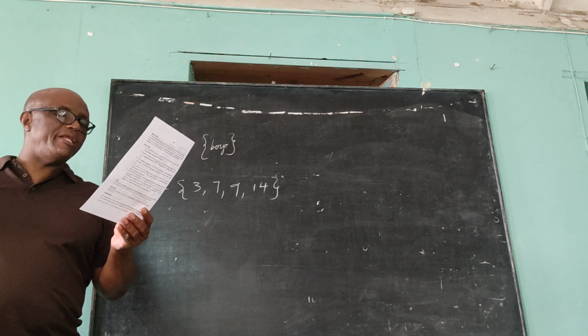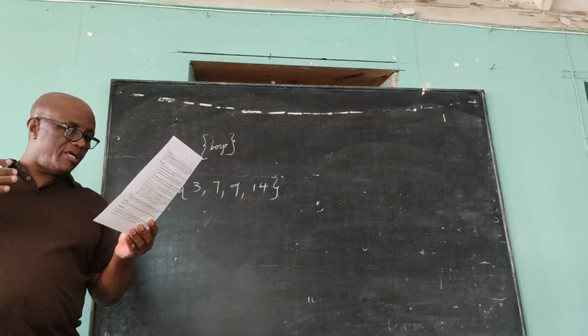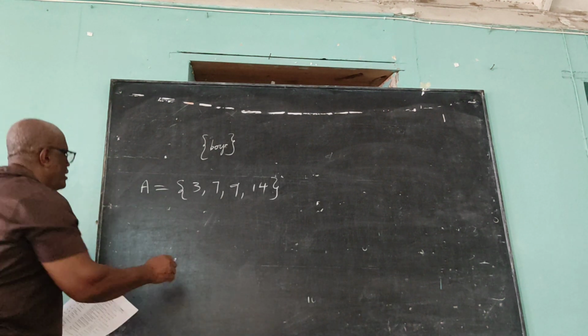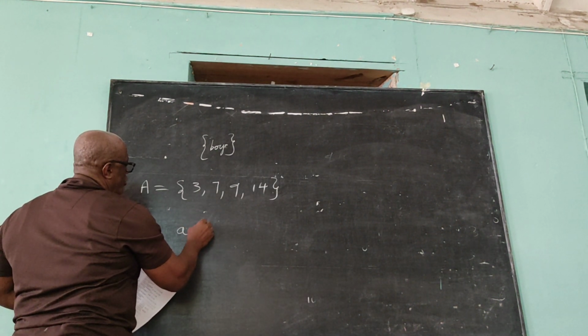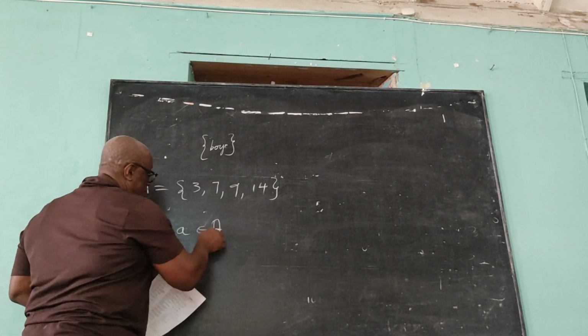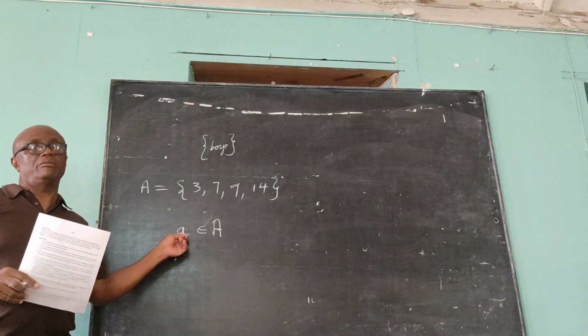The next one is an element of, or is a member of. So small a is a member of set A. Small a belongs to set A. So the capital letter is the set and the small letter is the member.